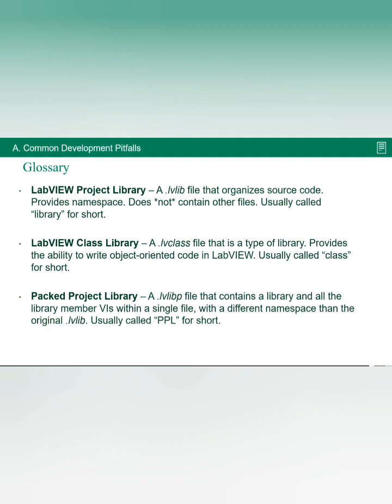And it's going to have a different namespace than the original library. So if your original library was called a.lvlib, the VIs in that library are going to be namespaced to a.lvlib. When you build that library into a packed project library, a PPL, then now the namespace is a.lvlib.p. So it's a different namespace. LabVIEW considers those different named VIs. Anyway, I'm going to be saying library, class, and PPL a lot in this presentation. So I just wanted to clarify what those terms were if you weren't familiar with them.